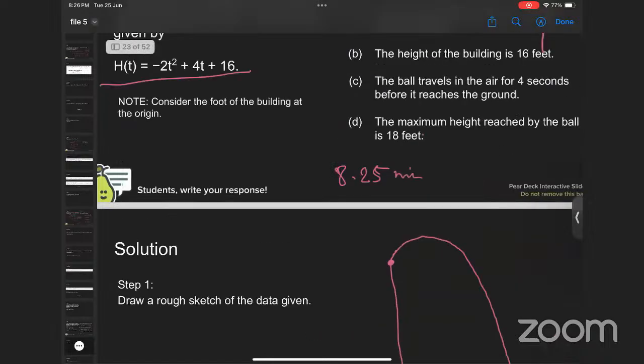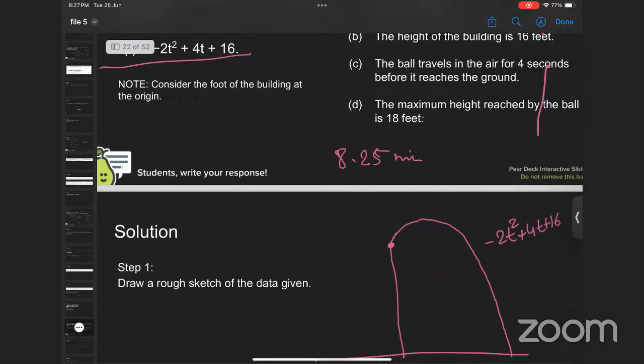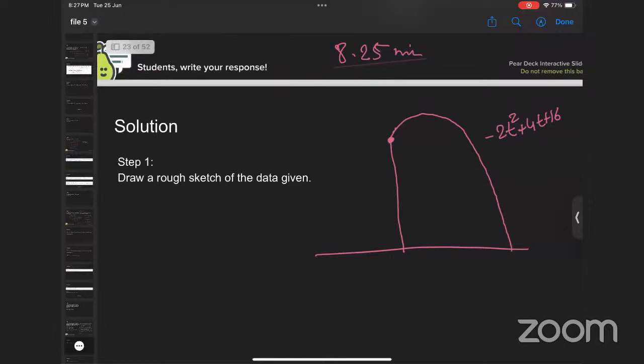And it's given that the equation is h(t) = -2t² + 4t + 16. If we extend this part, you can clearly see that it is a parabola, and its equation is given by this. So this is our time axis t, and this is h(t). This picture is clear to you, right? Yes, ma'am.